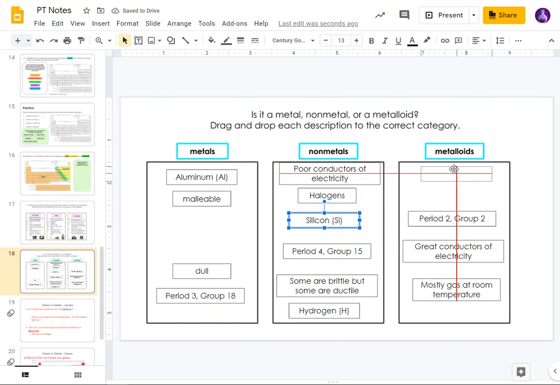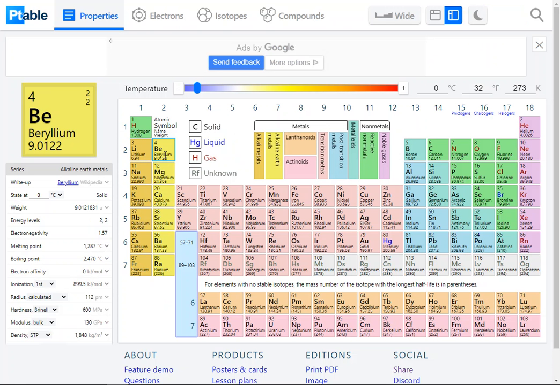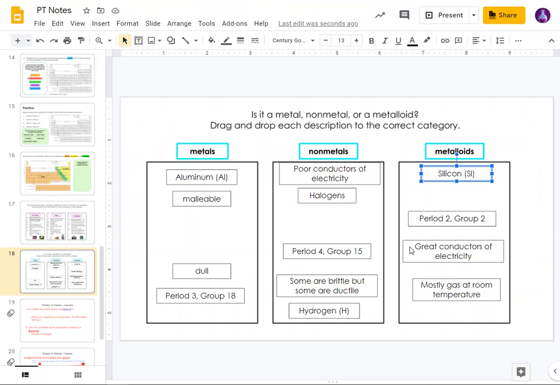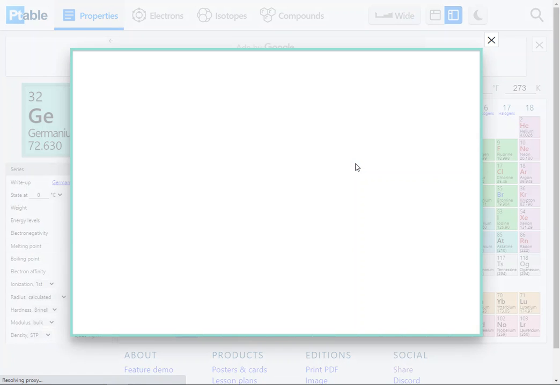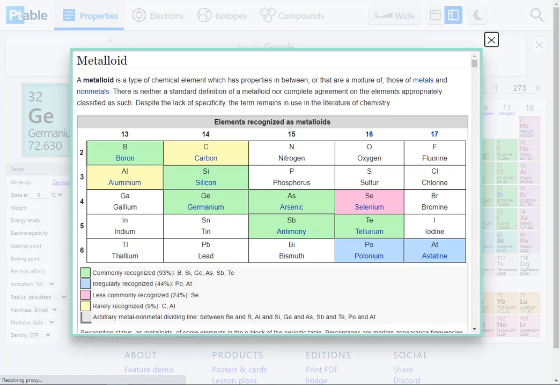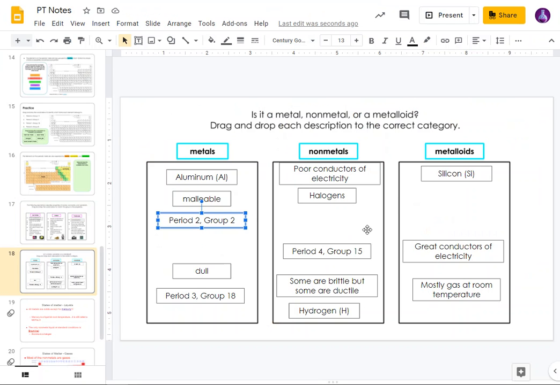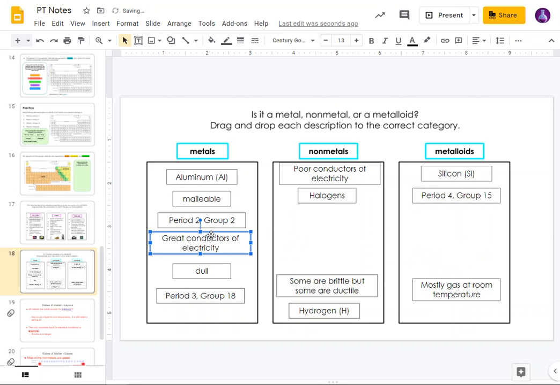Silicon is on the staircase, so it is going to be a metalloid. Period 2, group 2. So let's look here. Period 2, group 2 happens to be beryllium. So I'm going to put that one in the metal category. Oh, period 4, group 15. Let's take a look. Period 4, all the way over here, group 15. Oh, that's arsenic. It's on the staircase with the metalloids. So we would put that there. I'm going to take that and put that over here.